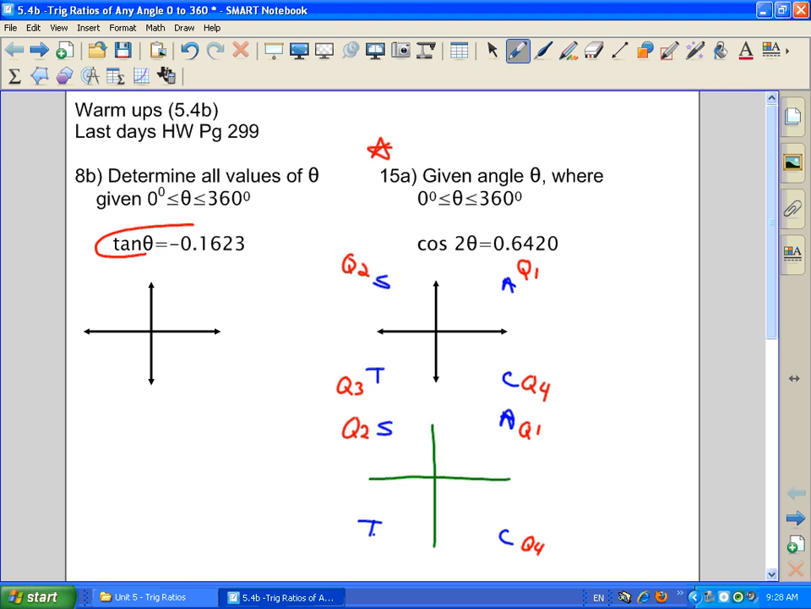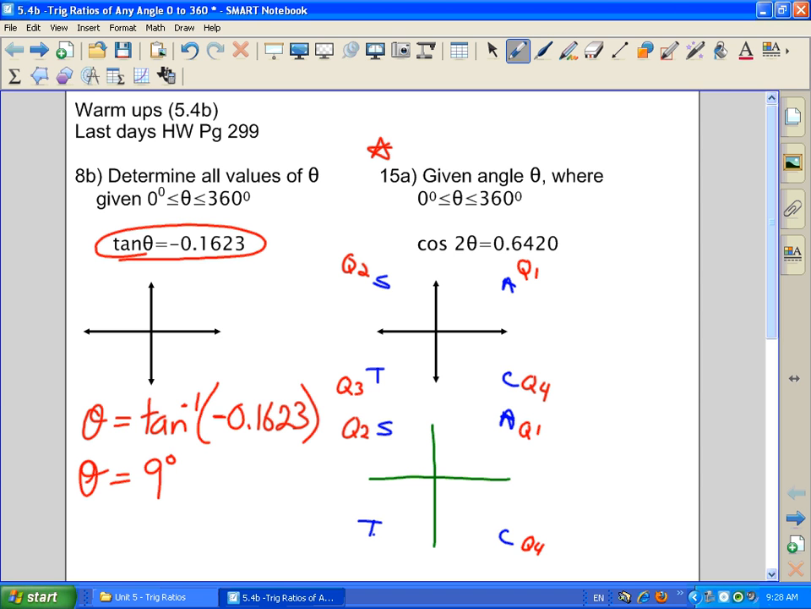We take a look at the question given. We've got to find theta given that tan theta equals negative 0.1623. Well, first of all, we can find theta. Theta equals the tan inverse of that, which is negative 0.1623. Plug that in your calculator. Okay, and we can get that that equals, when you plug it in, 9 degrees. Now before we put 9 degrees in on our grid here, folks, we've got to take a look at the CAST rule.